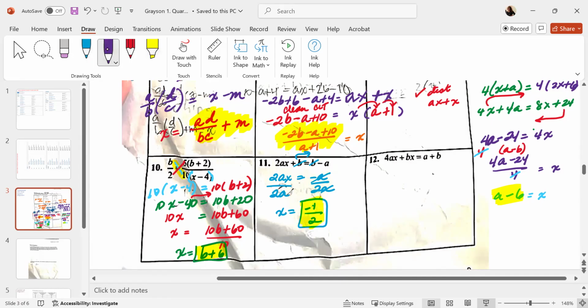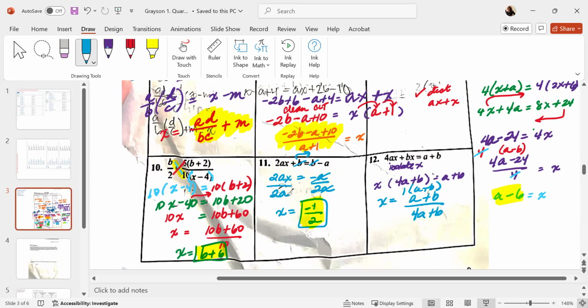For number 12, you have x on both sides. So what you want to do is isolate the x by distributing it out, or like factoring it out, okay? So you get the x out, so you have 4a plus b inside the parenthesis equals a plus b, right? Then we're going to divide 4a plus b on both sides. So a plus b divided by 4a plus b. Do you see how there's a plus b top and bottom here? There's a 1 on the outside of this. Do you see that?